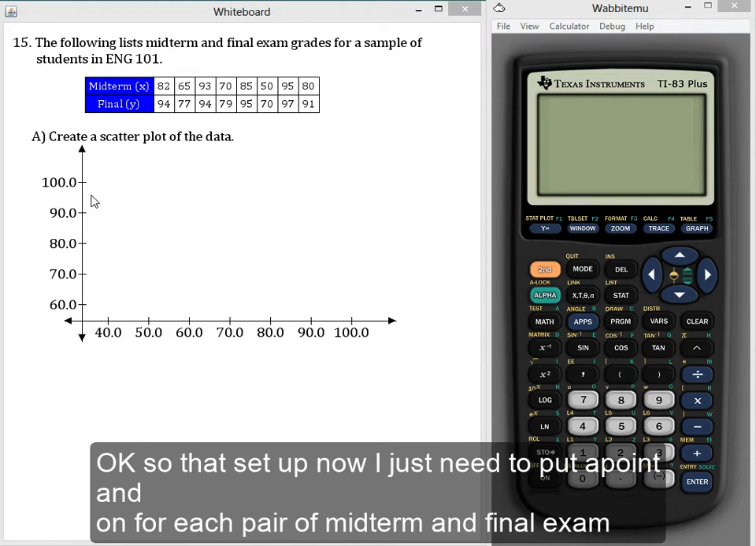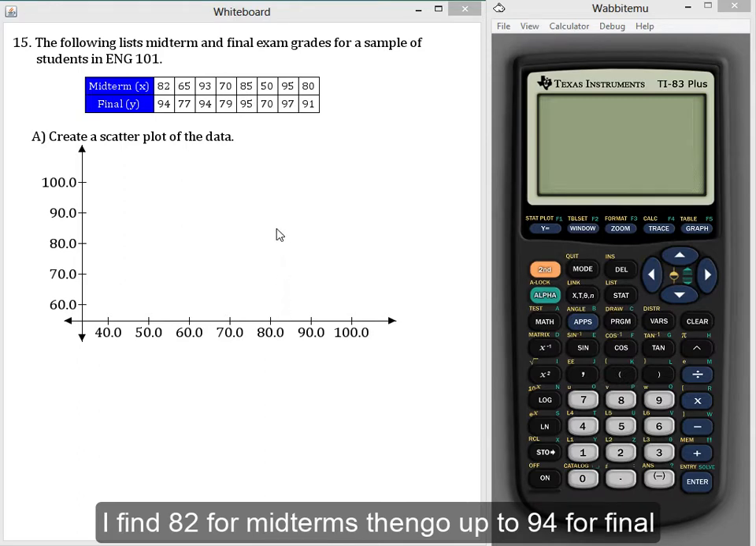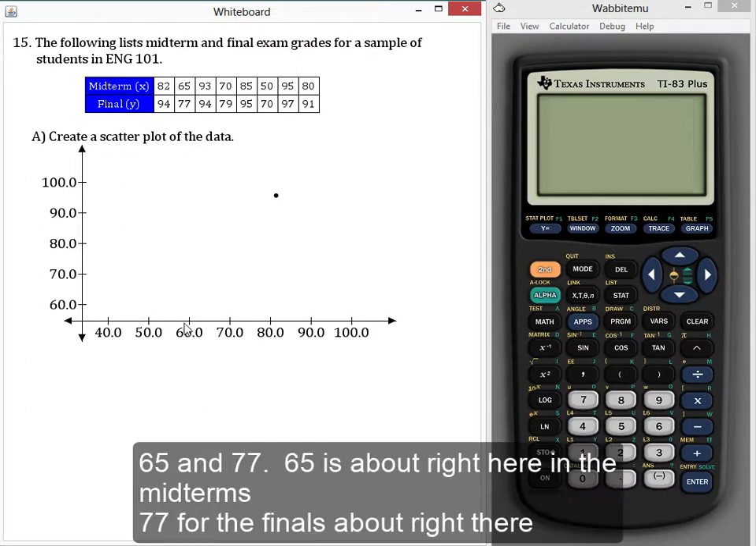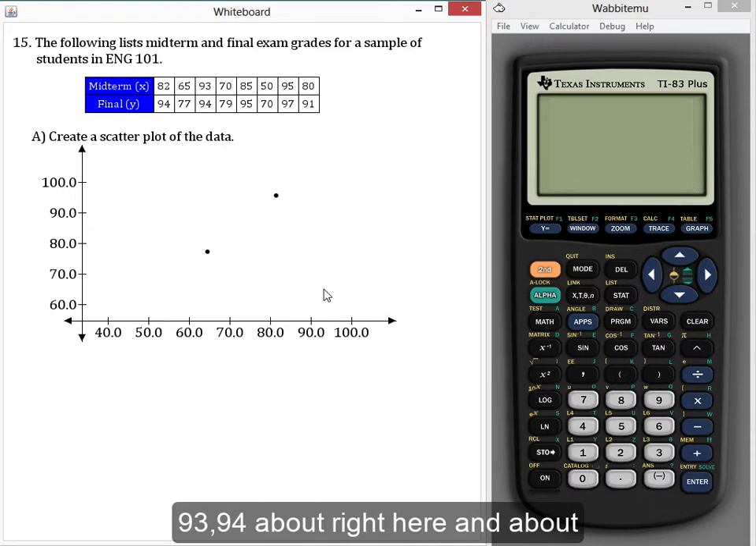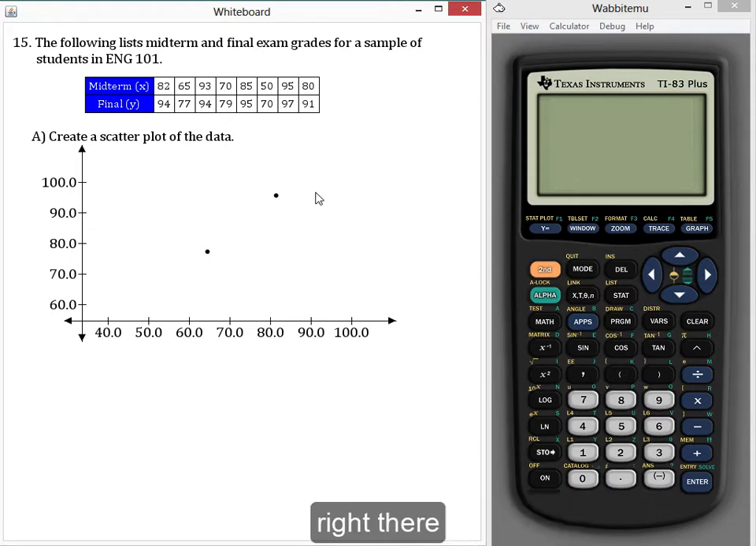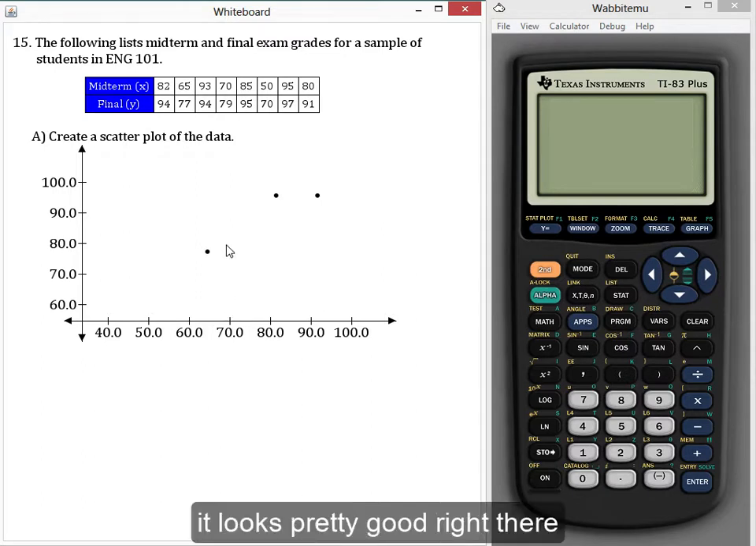Now I just need to put a point in for each pair of midterm and final exam grades. So my first pair is 82 and 94. So I find 82 for my midterms, then go up to 94 for finals, put a point in. 65 and 77, so 65 is about right here in the midterms, 77 for the finals, about right there. 93 and 94, so about right here and about right there, that's fine. 70 and 79, this looks pretty good right there.